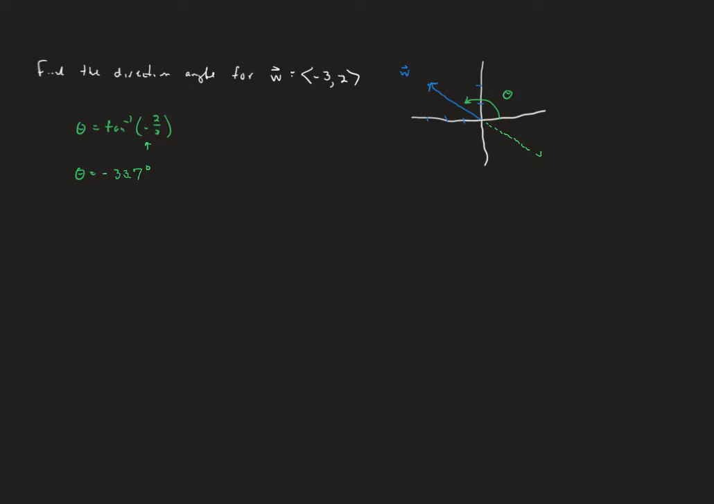And so what we have found is that this angle is the negative 33.7. What we actually want is for this to be the reference angle of 33.7, which is going to make our quadrant 2 angle be 180 minus 33.7, which is, I believe, 147.3 degrees. So that is going to be our direction angle for that vector.